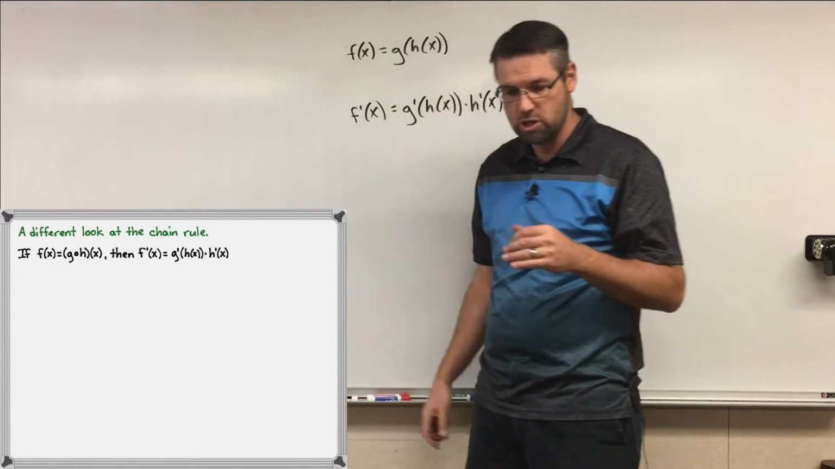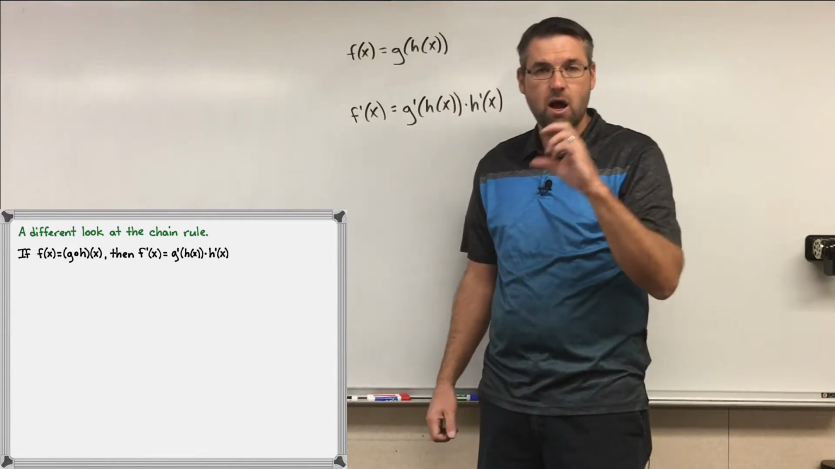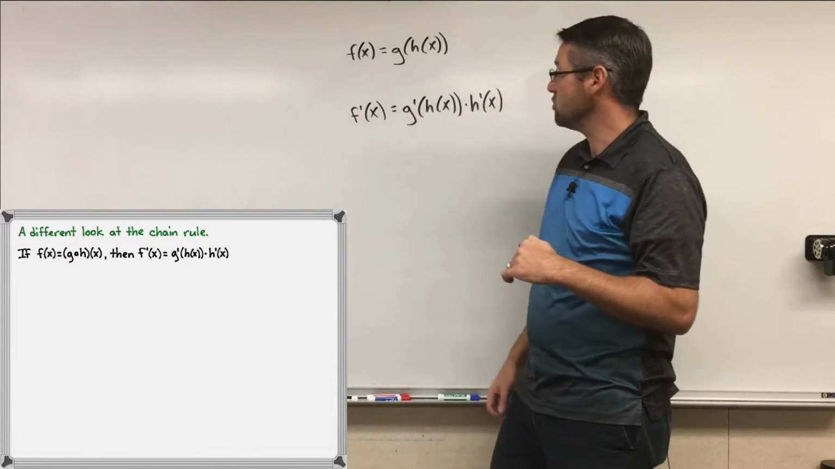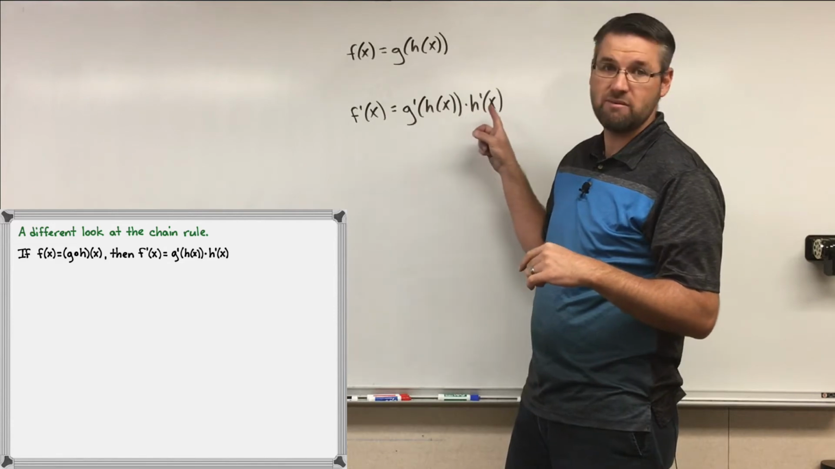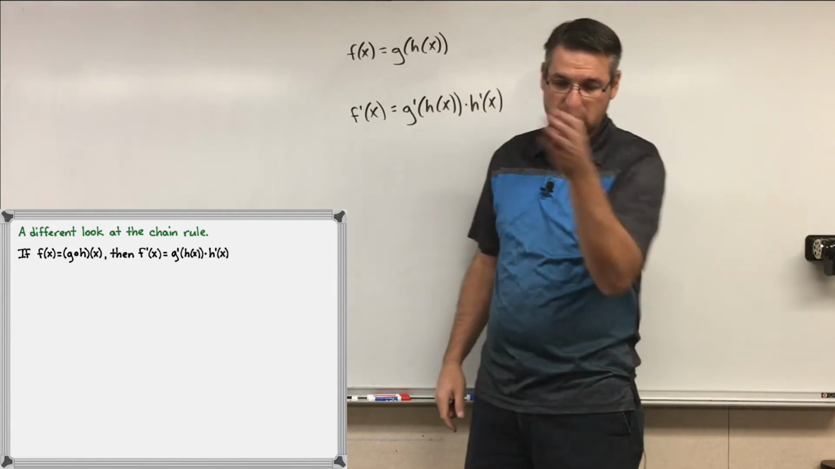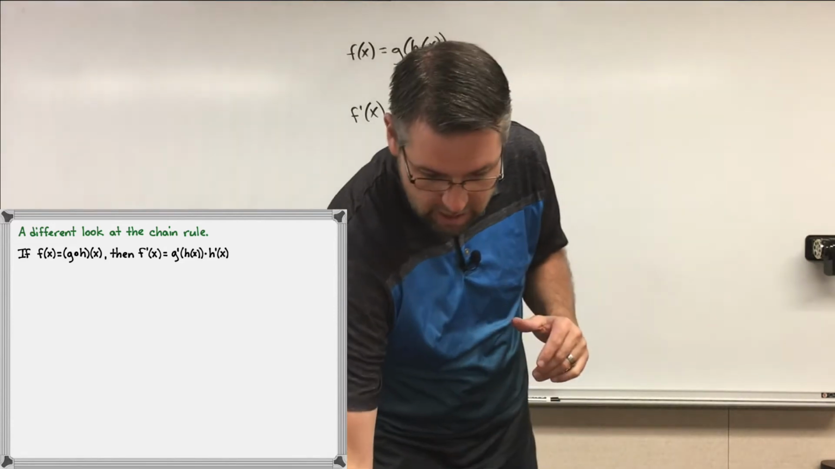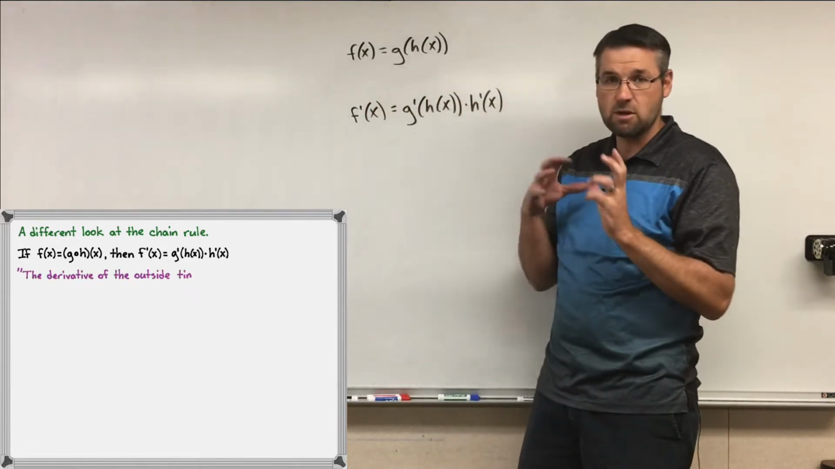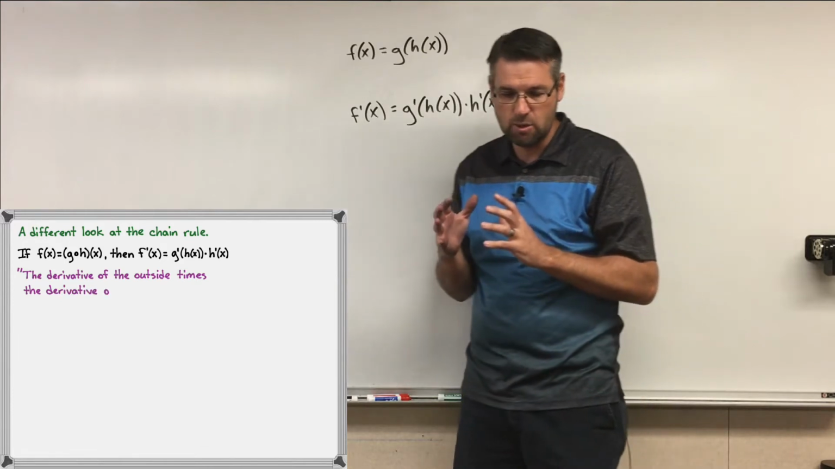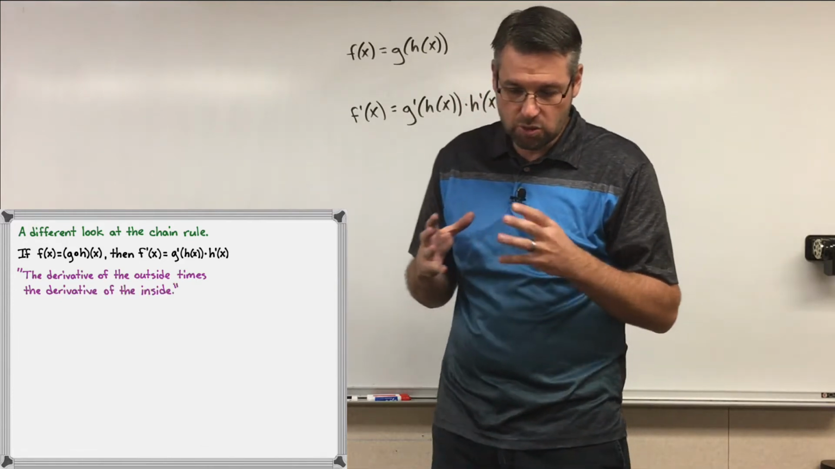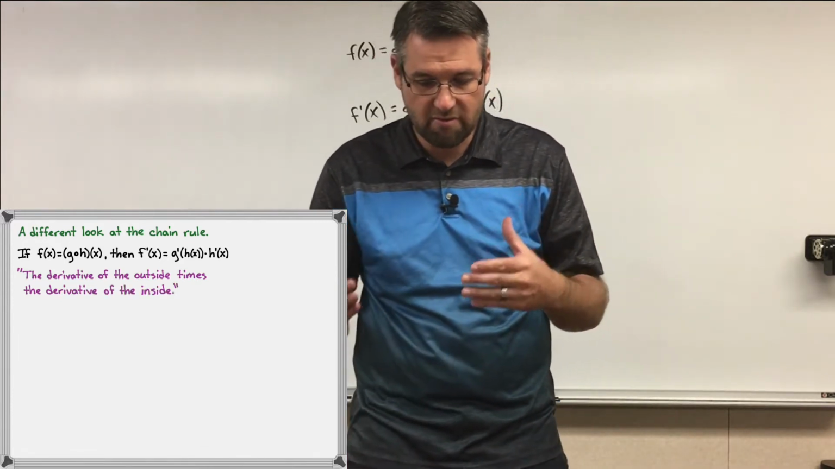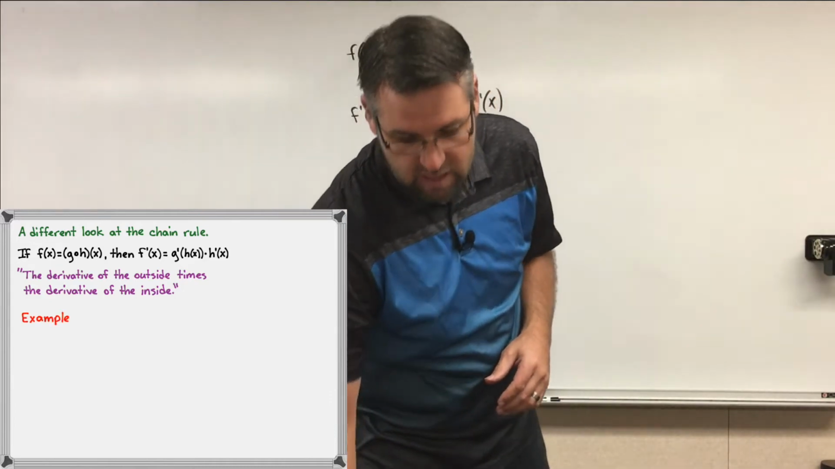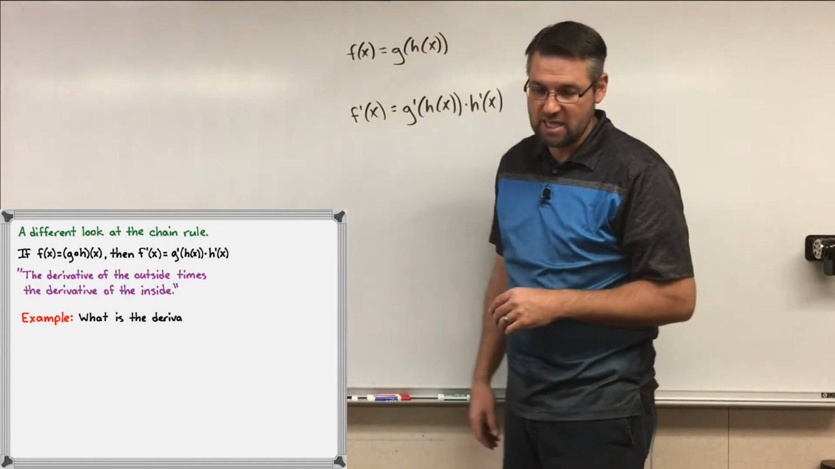Here are the words that we're going to use. The derivative of a composition is the derivative of the outside function times the derivative of the inside. The derivative of the outside times the derivative of the inside. That's basically all it is. We just have to be able to identify what the outside is and all that. We kind of already did that a little bit yesterday, but we're going to do it a lot quicker today, okay? So the derivative of the outside times the derivative of the inside. So let's go ahead and take a look at an example.